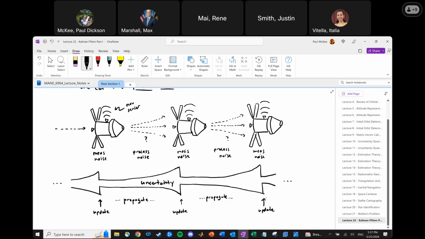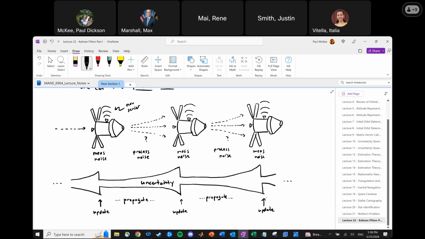So what I'm trying to get across here is a couple of different things. The relationship between update and propagate, what the uncertainty in your state is going to look like, the relationship between measurement noise and process noise. Notice measurement noise is at the update step, process noise is at the propagate step, and the relationship between when the spacecraft is drifting versus when the spacecraft is taking a measurement. So I'm trying to get a lot of things across in this diagram. So I hope this does a good job of making things make a little bit more sense.